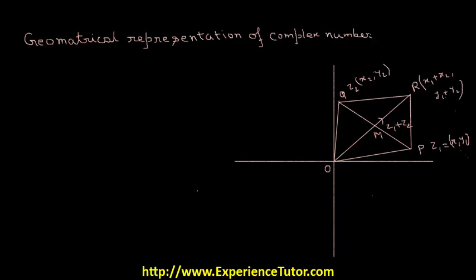Geometrical representation of a complex number. In the figure, we can see two complex numbers P and Q are represented by Z1 and Z2. Then OR, the diagonal of the parallelogram OPRQ, gives the addition of these two complex numbers.